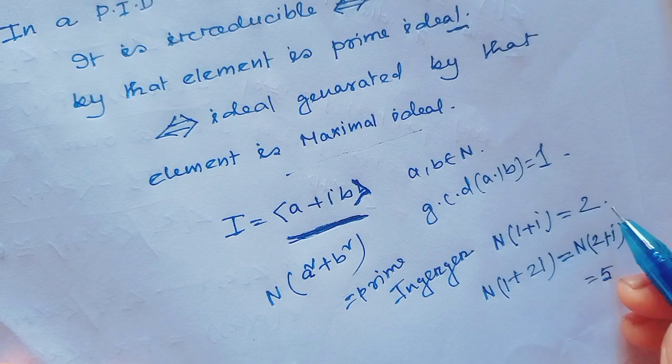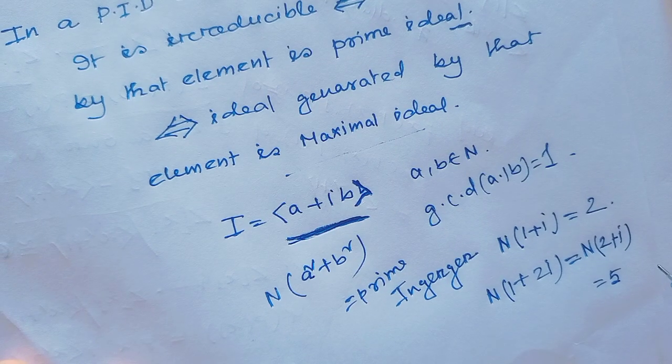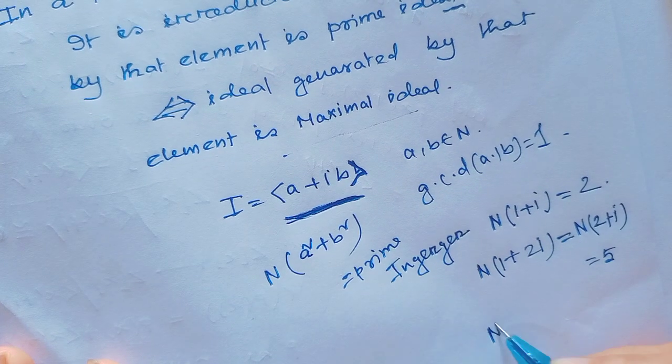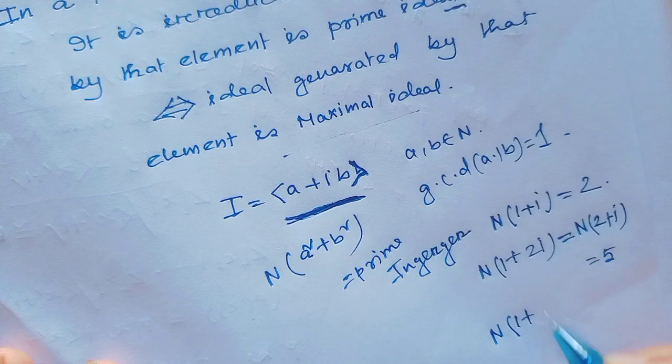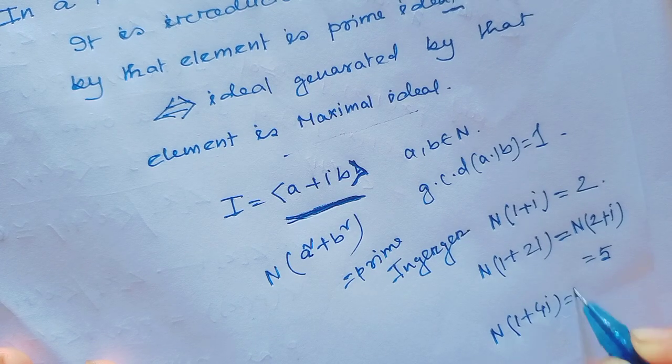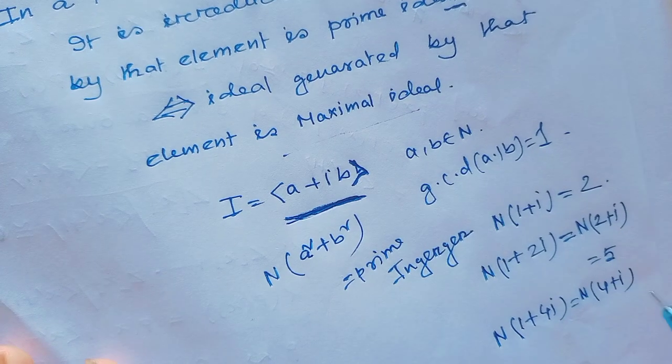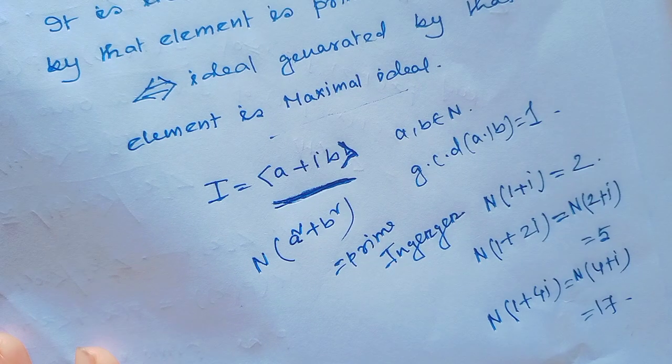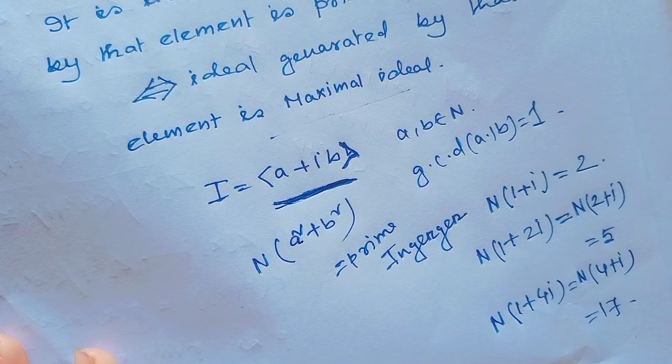Ideal generated by 2 is a prime ideal. Ideal generated by 5 is a prime ideal. Similarly, norm of 1 plus 4i, which is equal to norm of 4 plus i, is equal to 17. Ideal generated by 17 is a prime ideal as well as a maximal ideal.